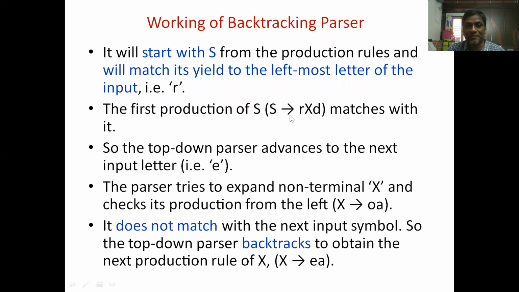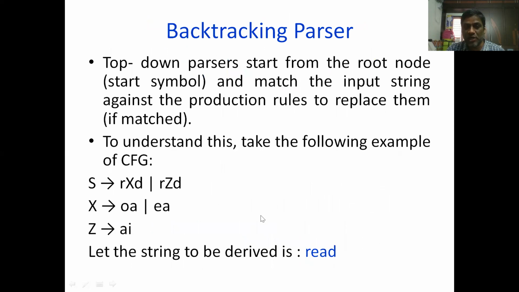Now, because the first substitution is done and one match is found, the top-down parser advances to the next input letter. What is the next input letter? E. And now, because R is already matched, we have to look for a production of X which starts with E, right?